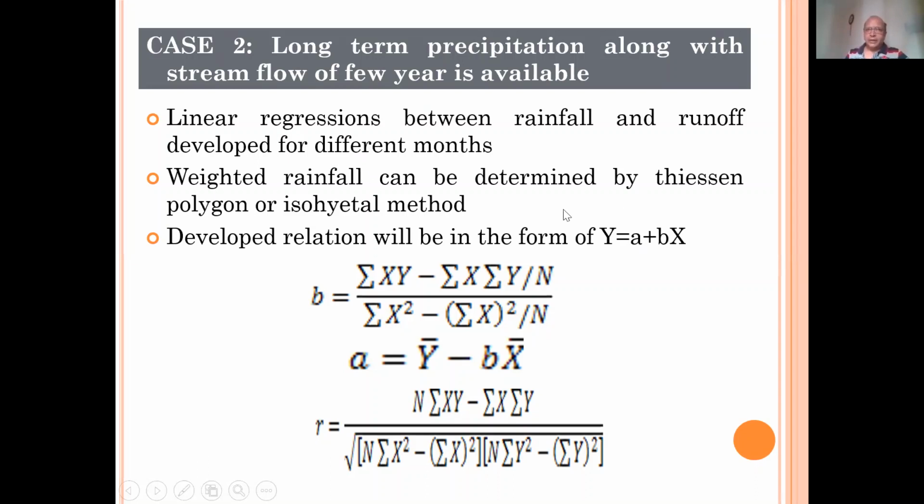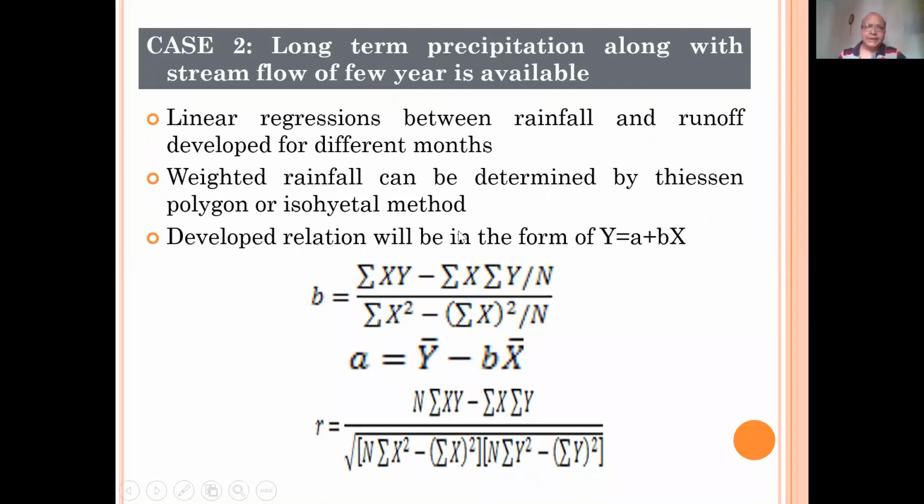and weighted rainfall will be used, either by Thiessen or isohyetal methods. Then we will develop a relation in the form of y is equal to a plus bx. Y means runoff or yield, and x is rainfall, and they should be in the same unit, centimeter to centimeter or mcm to mcm, whatever it may be. So this equation we can use. It is a simple statistical equation. B is equal to sigma xy minus sigma x sigma y divided by n, over sigma x square minus sigma x whole square divided by n. So this can be done, and A can be determined using y bar minus b x bar.